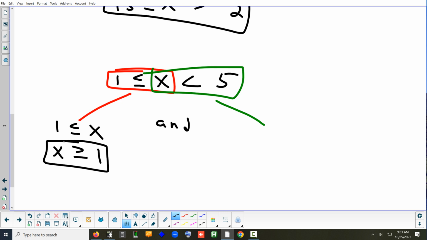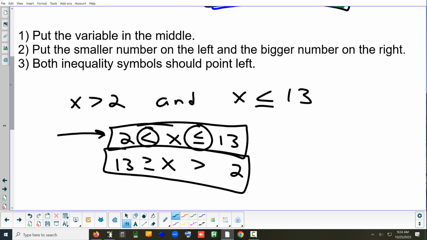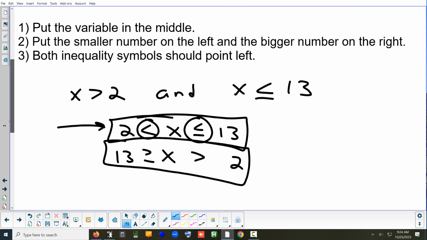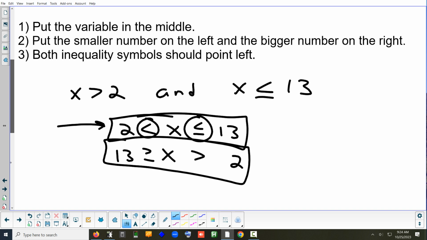And what's the inequality in the green box? Well, Eli? X is less than 5. Yeah. So you can take 2 inequalities that are combined and you can split them apart, or you can take 2 inequalities that are split apart and combine them. Right? But that's only with an and. You'll never see that with an or. You can't do that. If it's an or, you're going to see the word or.